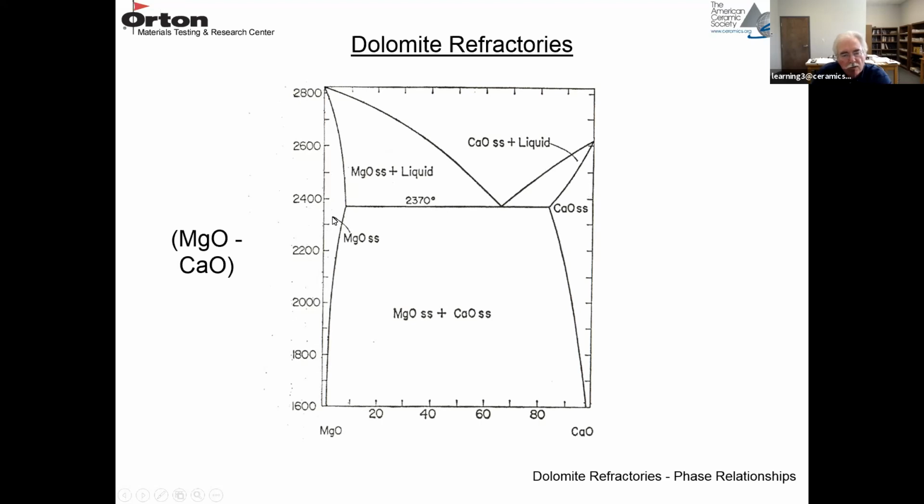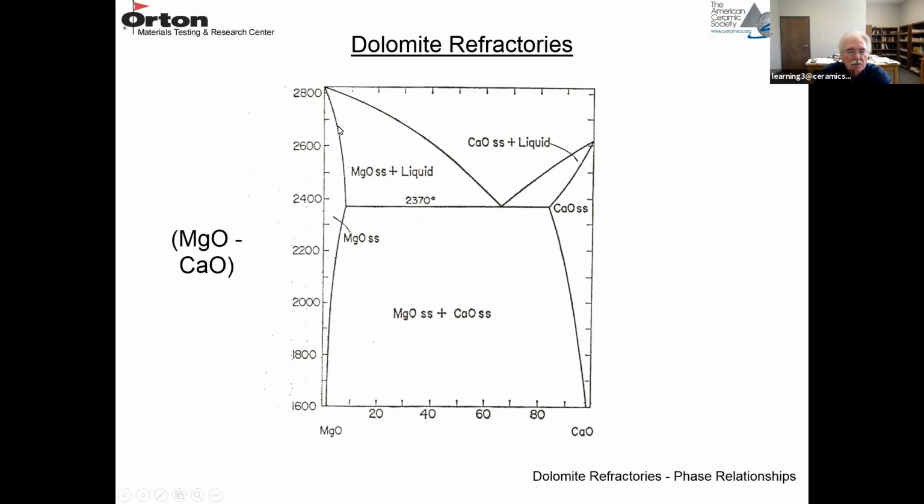So again, MgO is over here. You can dissolve a small amount of CaO into MgO to form a solid solution. And then CaO is over here. You can dissolve a small amount of MgO into CaO to form a solid solution. So it's not exactly pure CaO or pure MgO. There's some of each component dissolved in it. And then this is the two-phase region of MgO solid solution and CaO solid solution. The first liquid forms at 2370 degrees C. And then this is the eutectic, the lowest melting material.